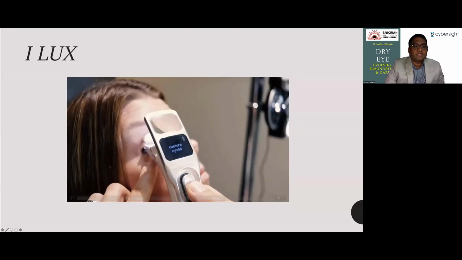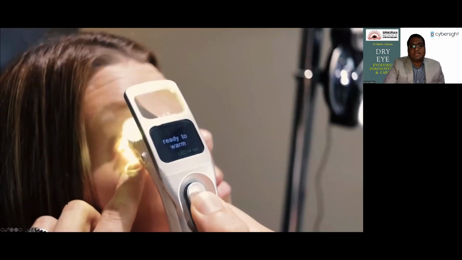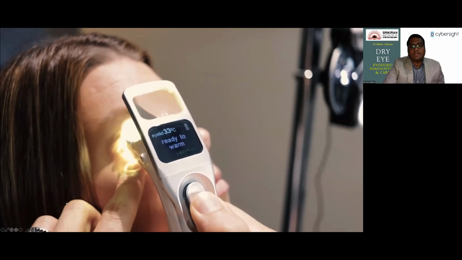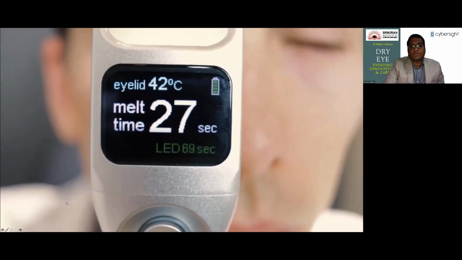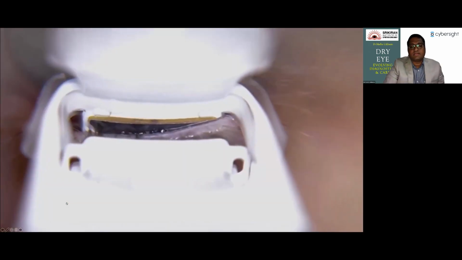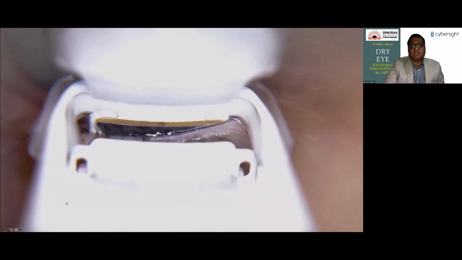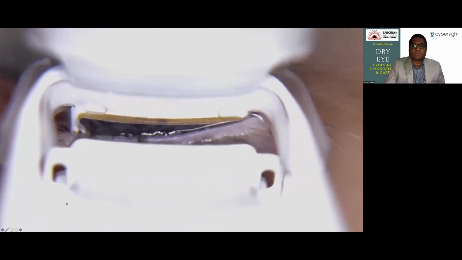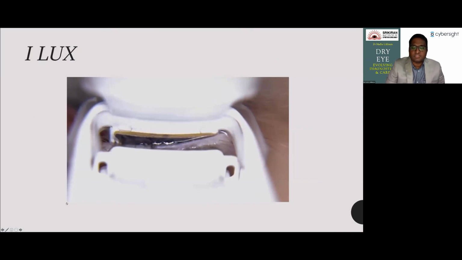Finally, this is again a very simple technique, that is iLux. It captures the eyelid both from inside and outside and raises its temperature to 42 degrees and keeps it there for 40 or 50 seconds. After that, you manually press the button to express out the meibum. This is a very handy device and it's not very expensive, but still not available in India, though widely used in Western countries.